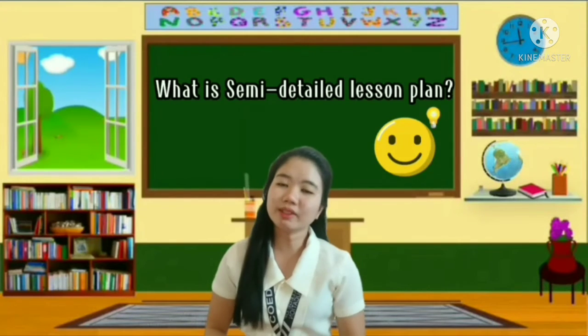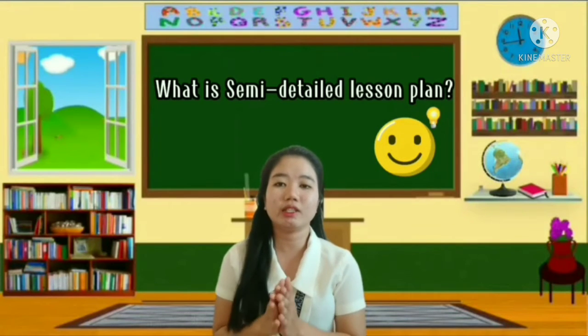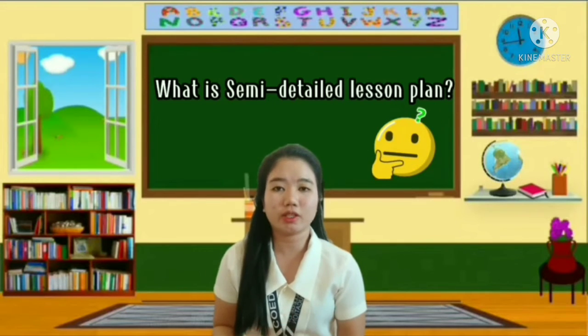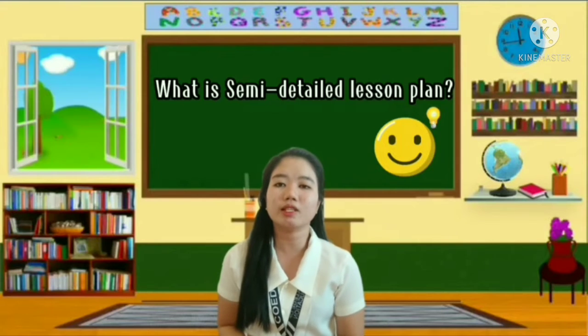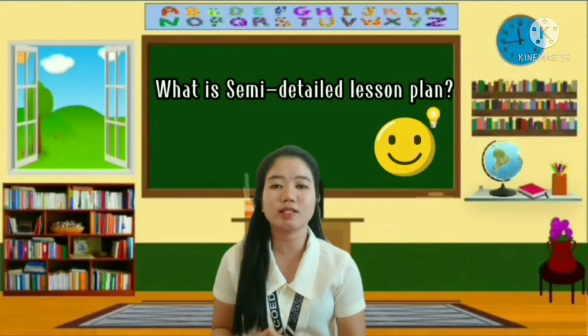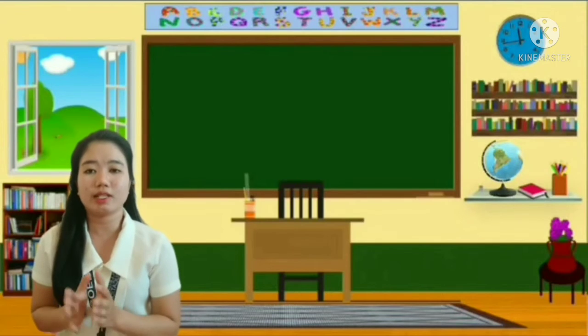So after the discussion of Ma'am Judith, now I will discuss another type of lesson plan, which is the semi-detailed lesson plan. So before anything else, let us define what is semi-detailed lesson plan. So semi-detailed lesson plan is less intricate than the detailed lesson plan. It is having a general game plan of what you wanted to cover for that subject for that particular day. So meaning to say, semi-detailed lesson plan will give you information about the lesson plan, but not as much as the detailed.